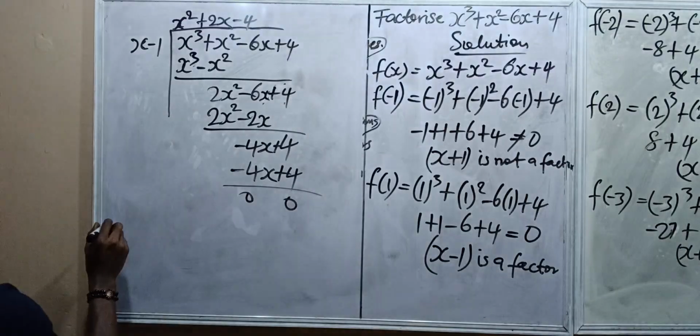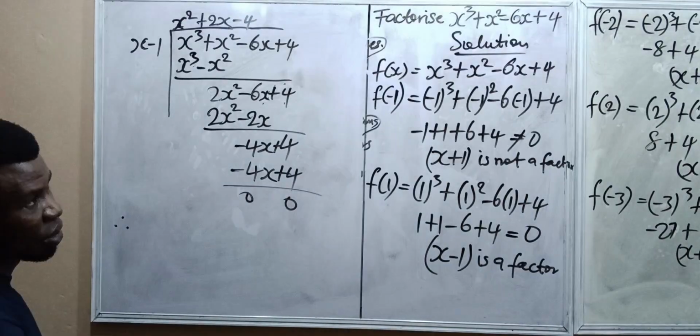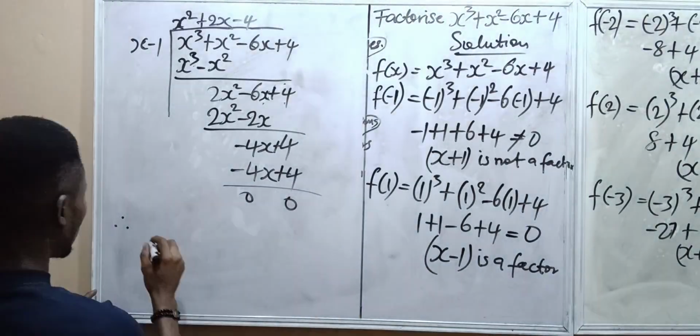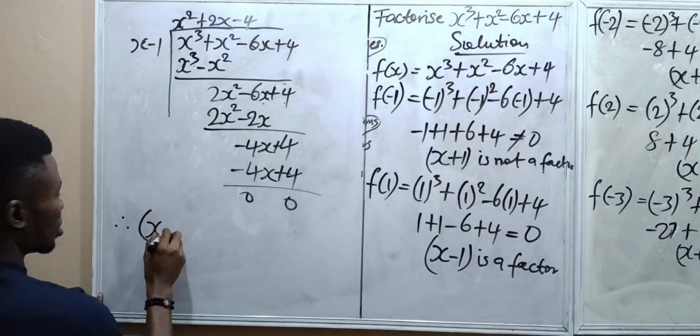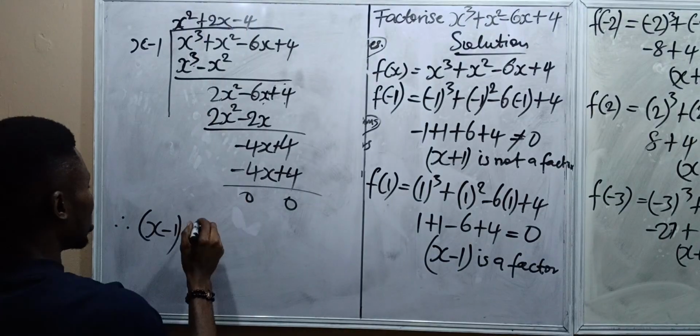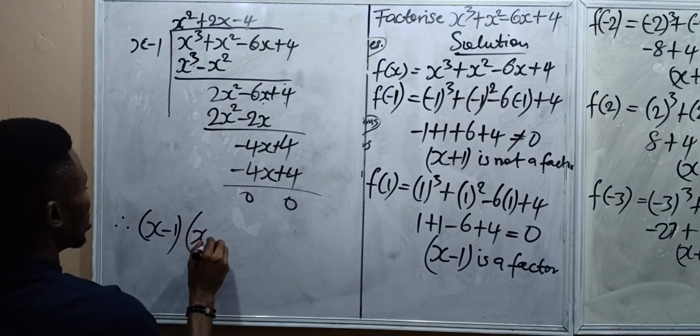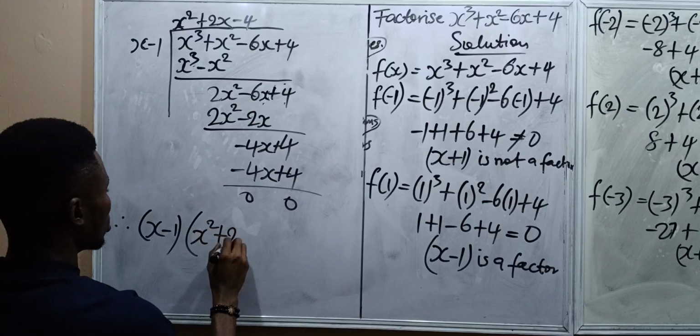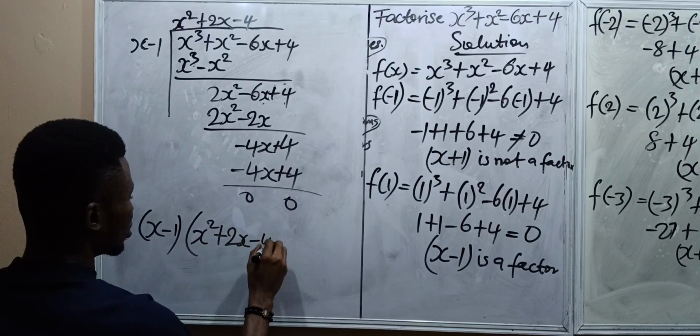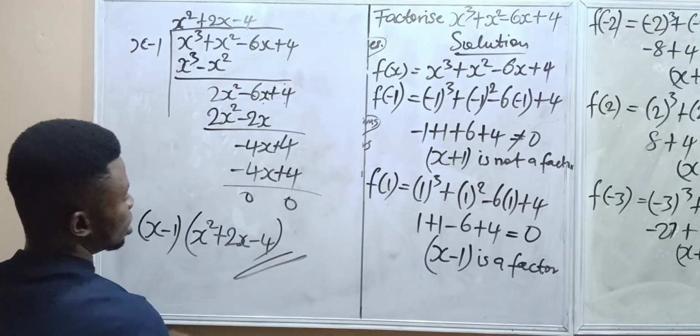Therefore, the factors we are looking for are the first one, which is x minus 1, and then this other one, which is x squared plus 2x minus 4. And this is the final answer.